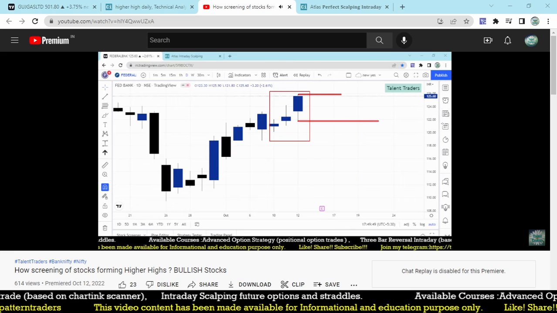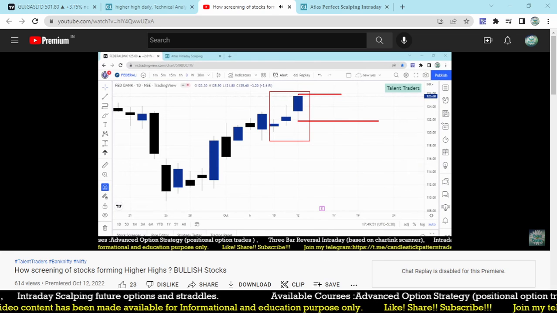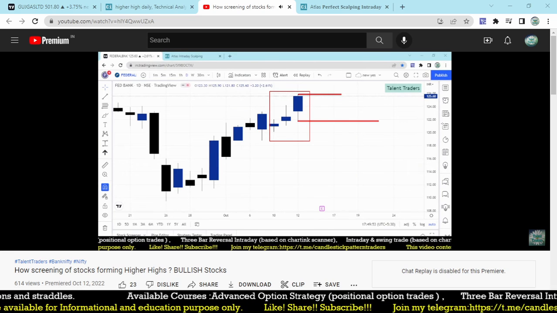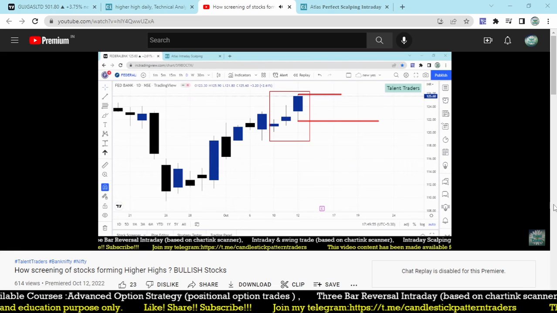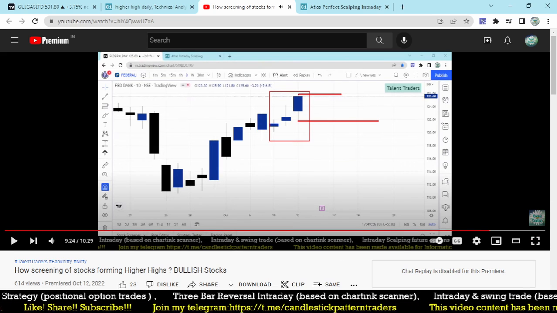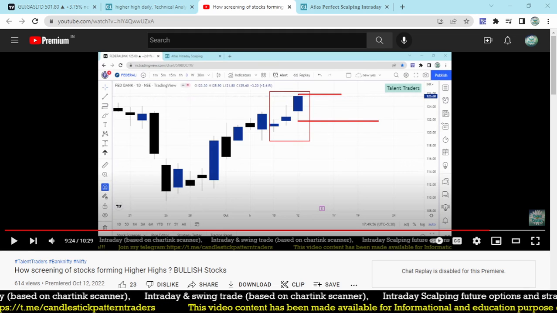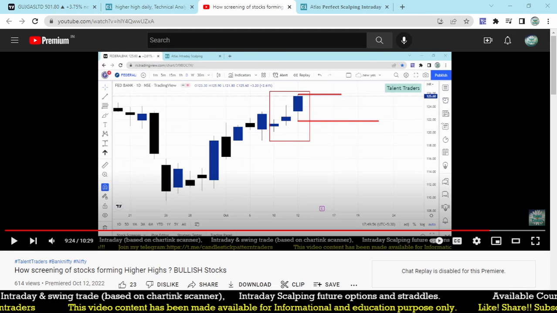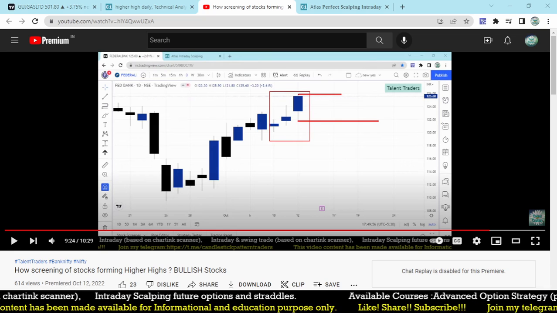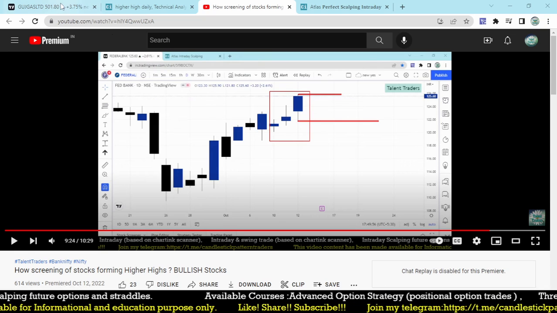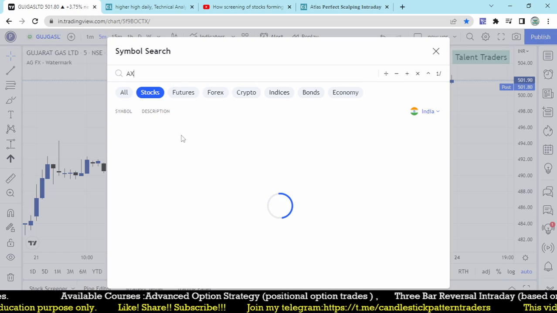So this is for continuous bullishness, right? So let's look at these 2 stocks which we found based on the higher high pattern, Axis Bank and Federal Bank.